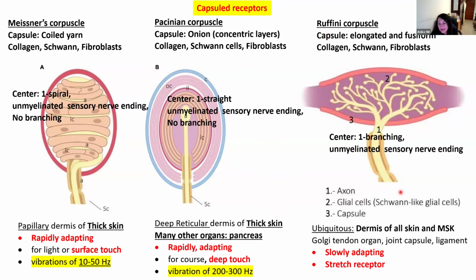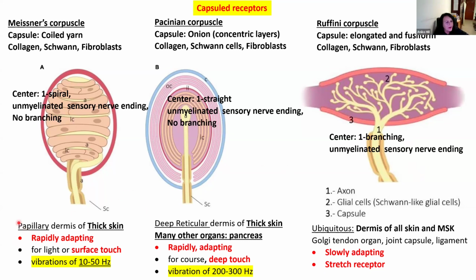Now this guy looks really different. The nerve enters, right? One unmyelinated sensory nerve ending, but once it goes into the capsule, it's branching like crazy. Lots of branching starts occurring left and right. Okay, so let's look at their function.